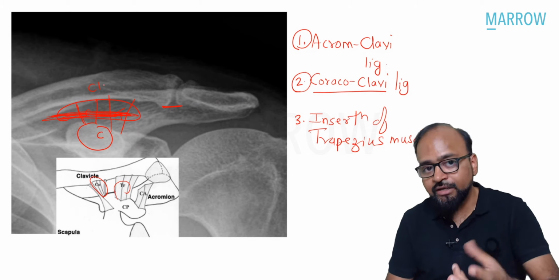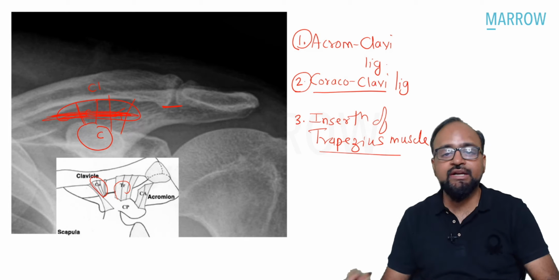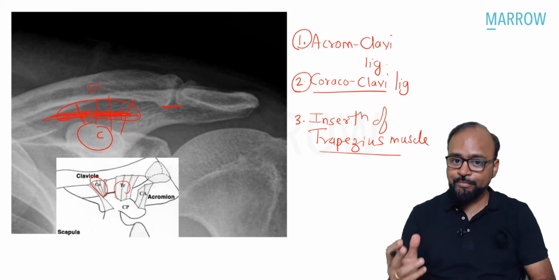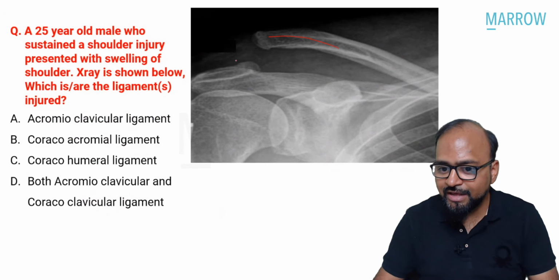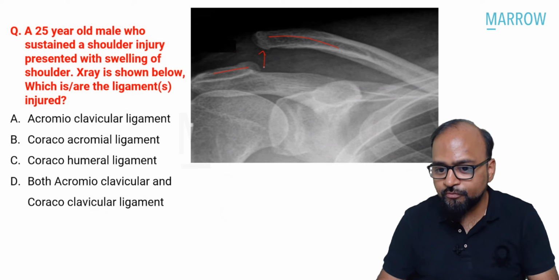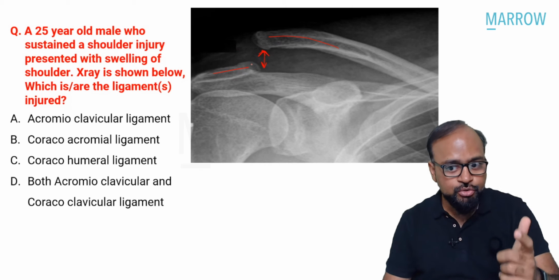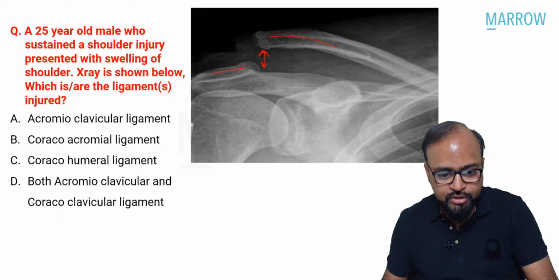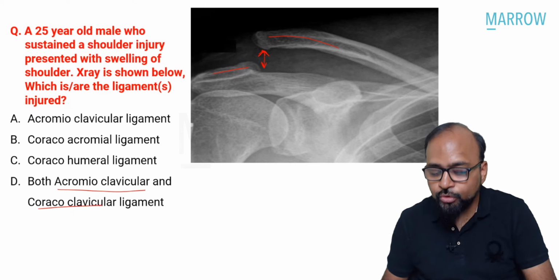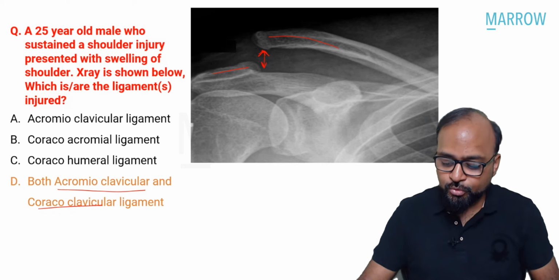And ultimately, when there is a gross dislocation of this joint, the trapezius tendon insertion is also going to be hampered, right? So if you look at this question, see here, this is the clavicle, this is the acromion, there is an obvious step off there. So this is acromioclavicular joint dislocation. We have discussed the ligaments which will be injured in acromioclavicular joint dislocation: the acromioclavicular ligament and coracoclavicular ligament. This is going to be the answer in this particular question.